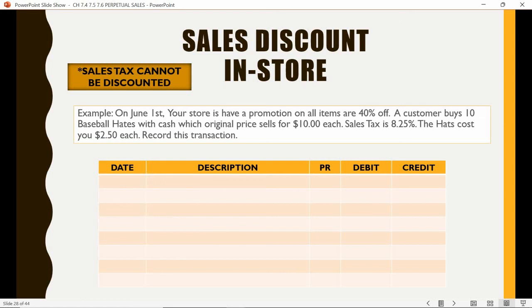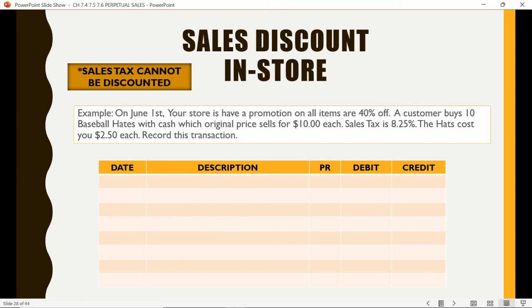It is now June 1st, and your store is having a promotional sale where all items are 40% off. A customer buys a total of 10 baseball hats with cash, which originally sell for $10 each. Sales tax is 8.25%, and these hats originally cost you $2.50 each. Record this transaction.